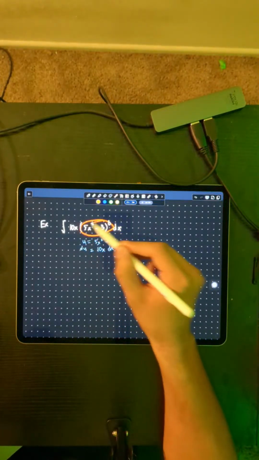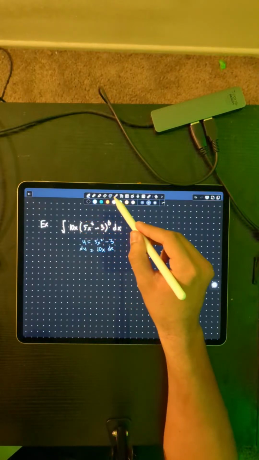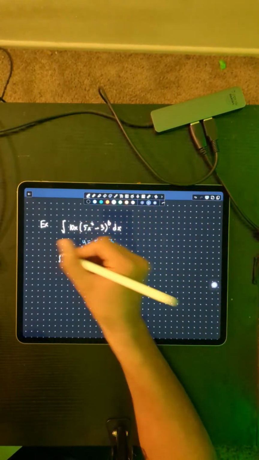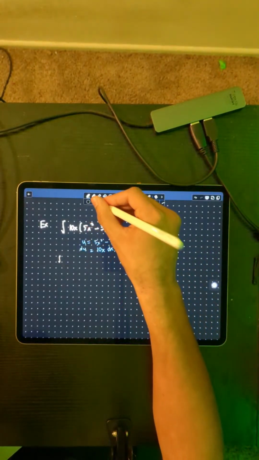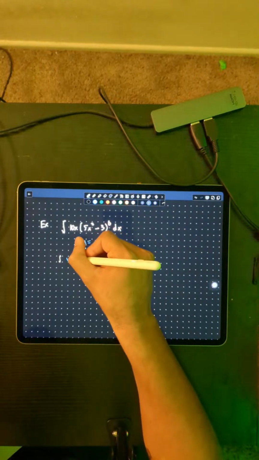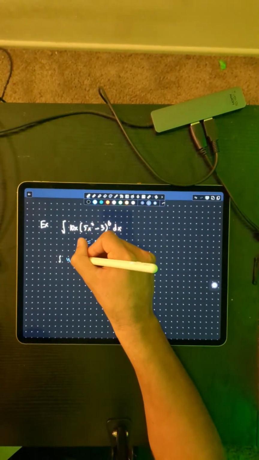U equals 5x squared minus 3, so replace that inside here. So we have 10x dx. Notice that is our du term. And we have u here. Okay, so that's just going to be the integral of u du.